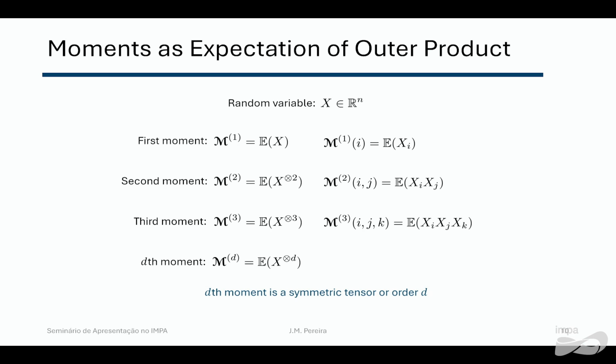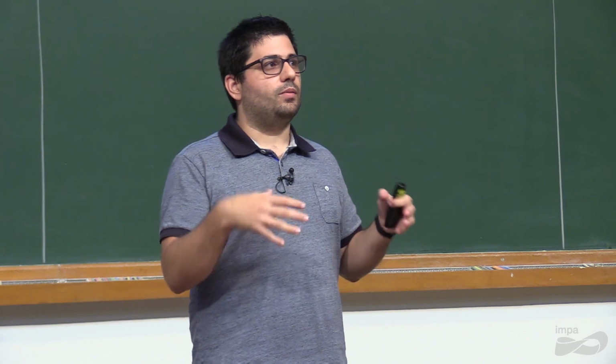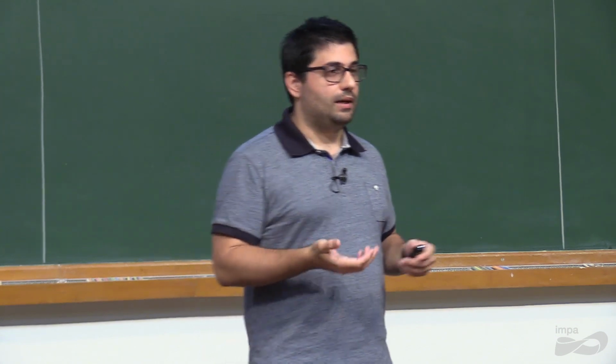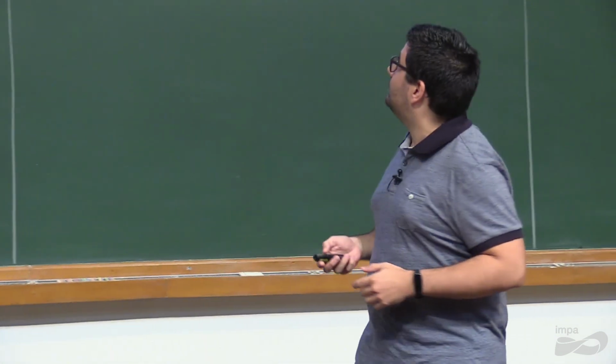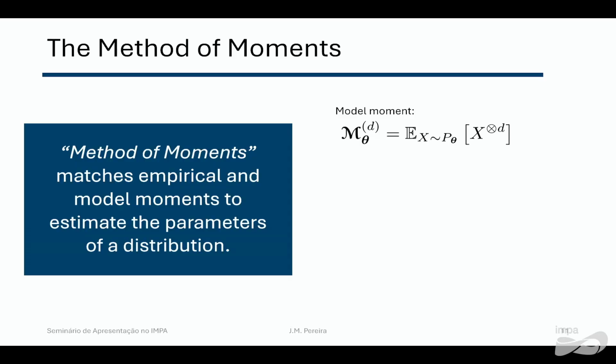And so what the method of moments is trying to do is match the empirical moment with the model moment of a random distribution. So let me explain it better. Suppose you have a model for the data. Let's think, for instance, you have data that looks like a Gaussian. So you say, OK, maybe this is a Gaussian. It has some parameters, like, for instance, the mean and the covariance of the Gaussian. And so you have these parameters, the mean and the covariance.